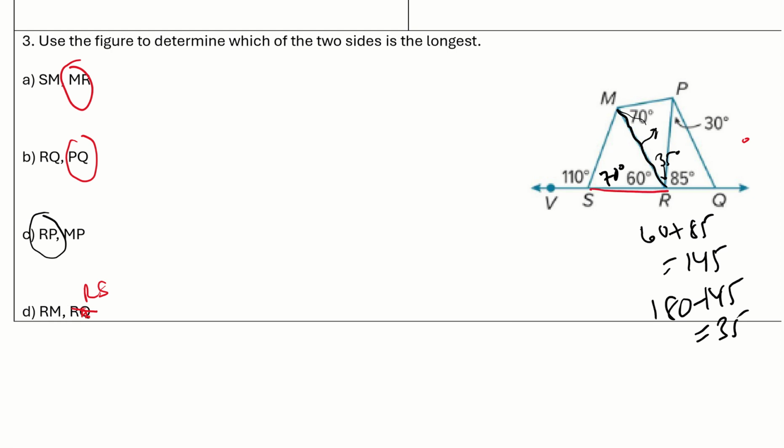So the opposite of RS is the unknown angle there. And then the opposite of RM is 70. How do we get this unknown angle? Well, we subtract 70 plus 60 from 180. 70 plus 60 is 130. Subtract that from 180, you get 50. So 50 degrees. All right, 70 is bigger than 50. So that means RM is bigger than RS. So the black one here dominates.